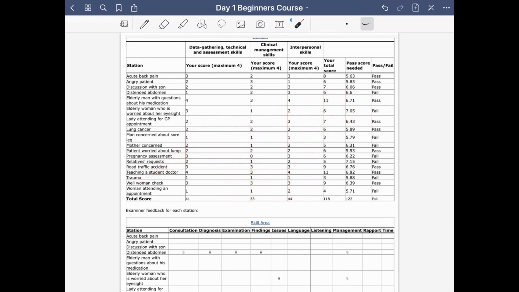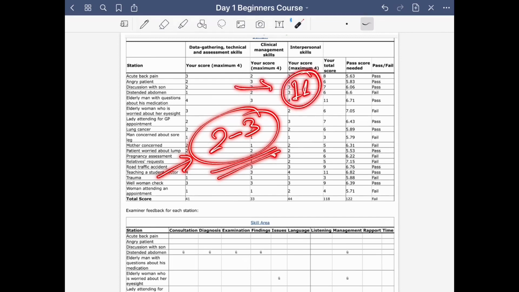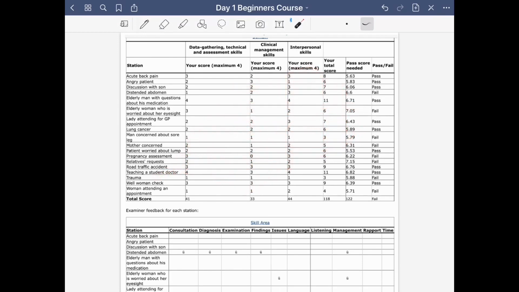So always keep in mind that you have to keep the margin of error for at least 2 to 3 stations. Don't feel that I have performed well in 11 stations, so I will pass this exam. No, you need to pass at least 13 to 14 stations on your own perspective so that you will be in the safe zone to pass this exam.